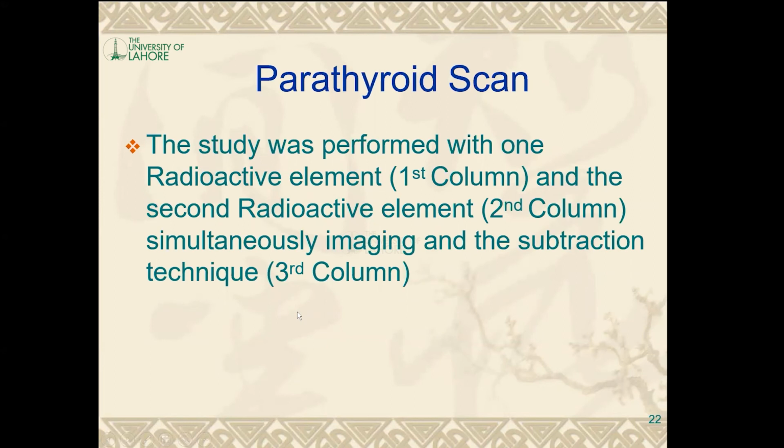In the next slides, you will see the image where the study was performed with one radioactive element. Column 1 will show that radioactive element, and column 2 will show another radioactive element. And by subtracting those two images, we get the image of the parathyroid scan.